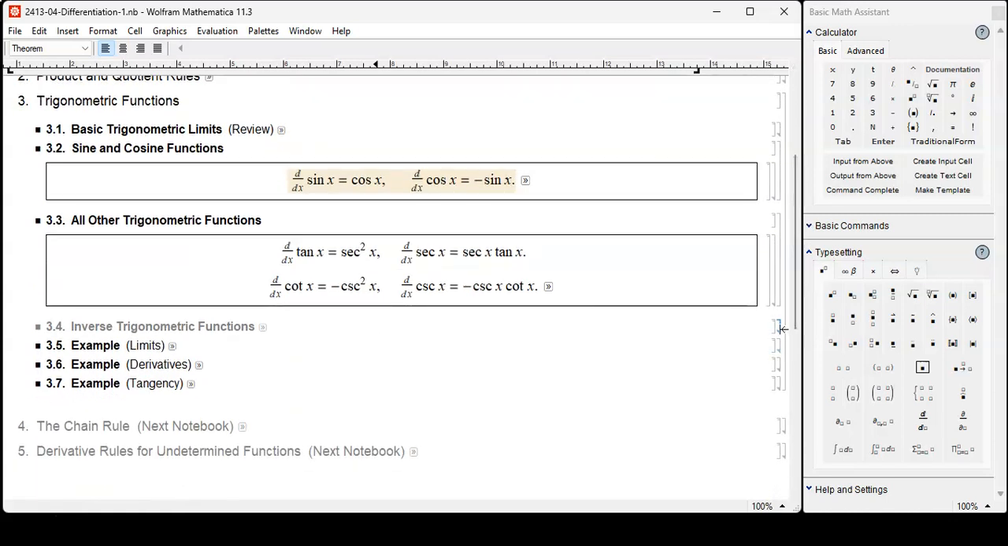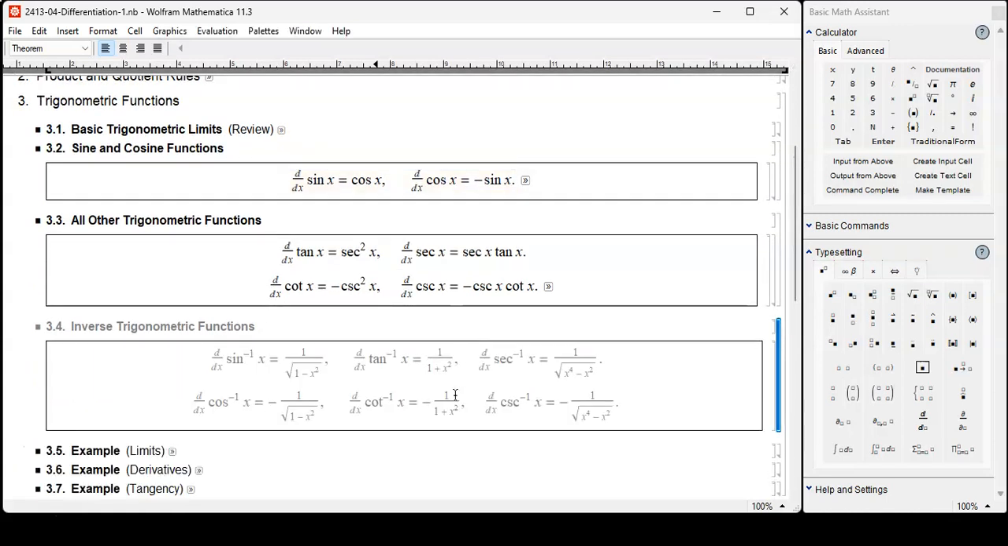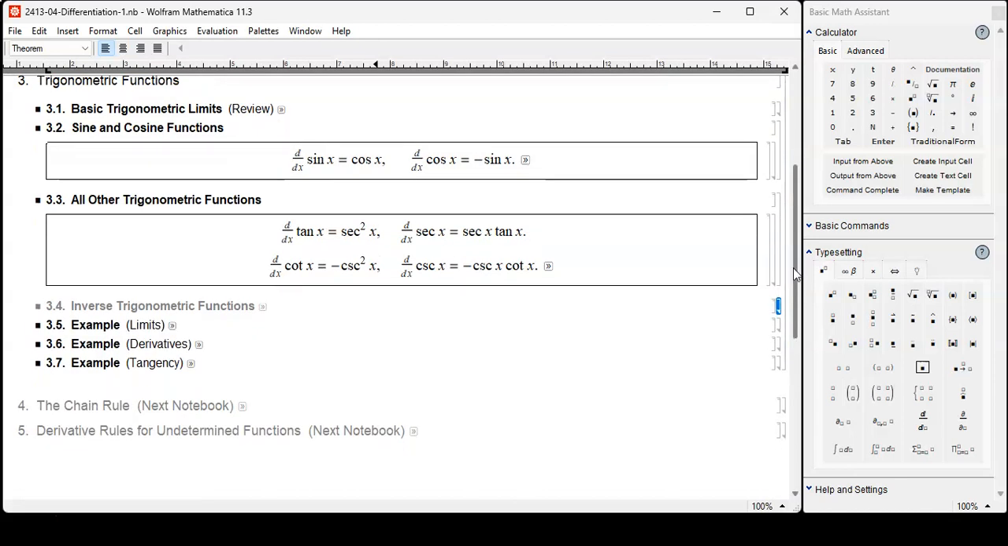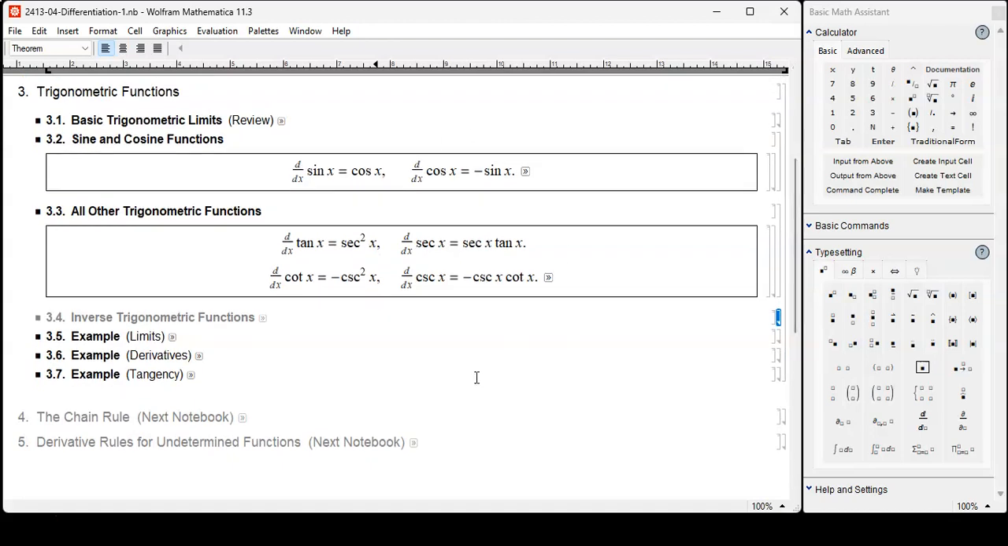Now, as for inverse trigonometric functions, let's postpone those. Or maybe I'll cover those in an optional video here. But real inverse trigonometric functions will show up several weeks later. For now, let's stick to these.